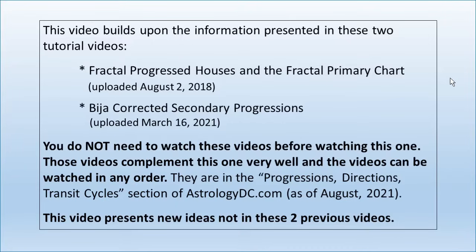If you want to watch the other 2 videos at astrologydc.com, they are in the Progressions, Directions, Transit, Cycles section. So you'll see one of the buttons is called Progressions, Directions, Transit, Cycles. I'm making this video in August 2021, and that's how it's set up at this point. The Astrology DC site will be evolving and developing, but it should be pretty obvious. All 3 videos will be together in a section, probably with that name far into the future.